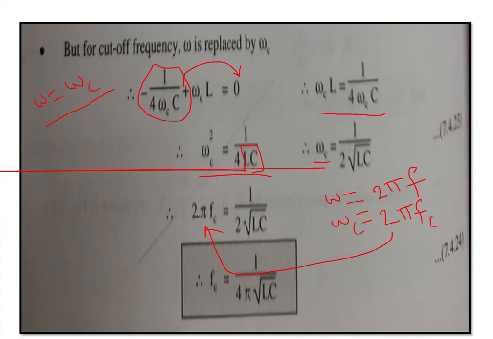So 2 pi fc is equal to 1 upon 2 root of LC, and 2 times 2 pi is 4 pi. That's why here is the 4 pi root of LC. Therefore your cutoff frequency fc is equal to 1 upon 4 pi root of LC. In this way we find the cutoff frequency of the band pass high pass filter.